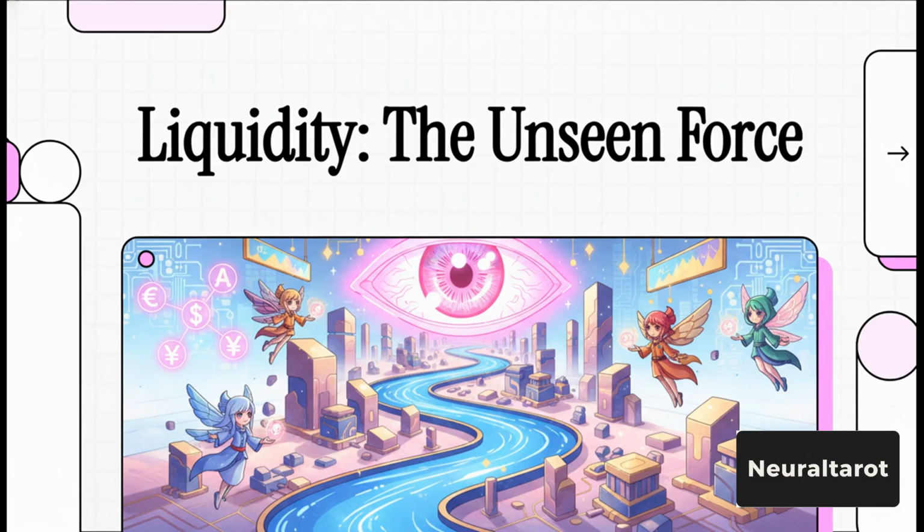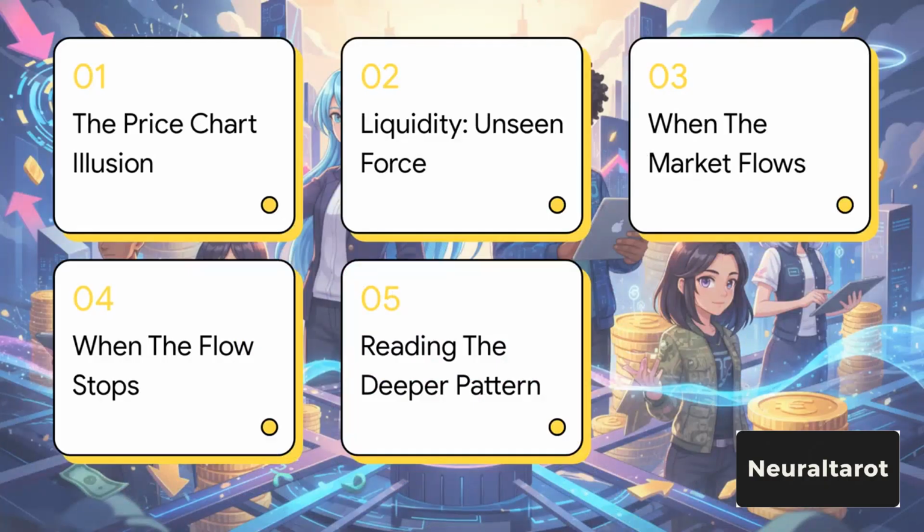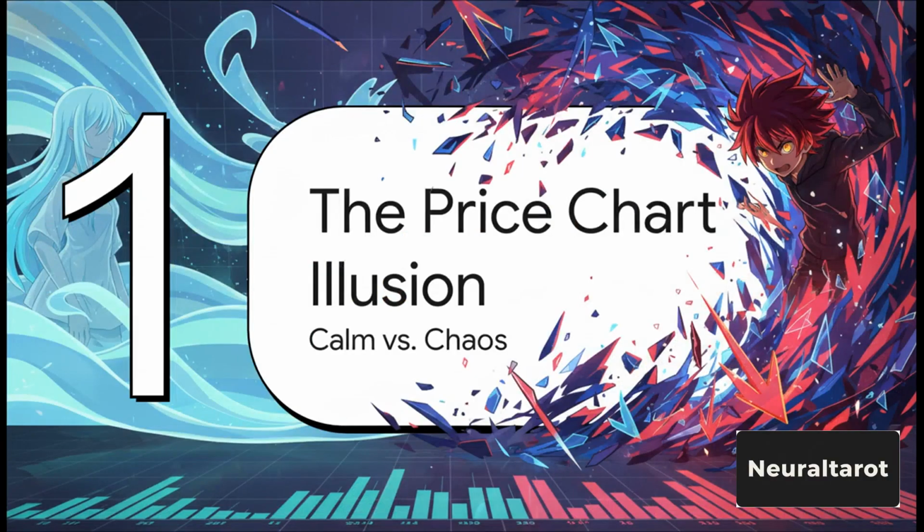So let's dive in. Here's the journey we're going on. We're going to start with something we all recognize, the price chart illusion. Then, we'll peel back that layer to reveal the unseen force of liquidity. We'll look at what happens when the market is flowing smoothly, and then what happens when it all just stops. Finally, we'll put it all together and learn how to read the deeper pattern that's hiding right there in plain sight. All right, part 1, the price chart illusion.